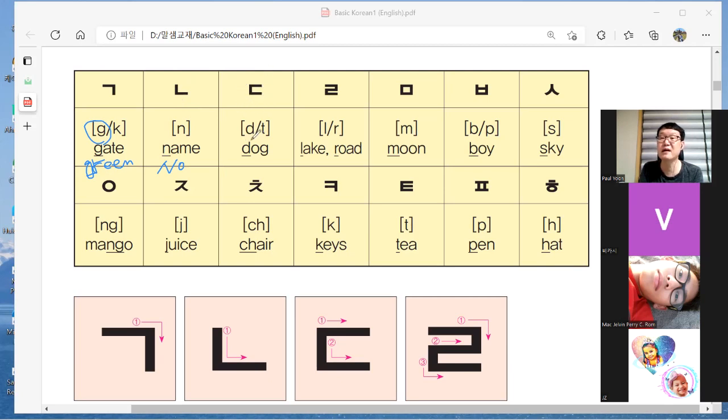And next, D sound, D. It's similar with the alphabet D. Dog, door, dust, like this. This sound is almost similar with this sound, and a little similar with the T sound, but only D. This sound, D. Dog, door, dust, right?